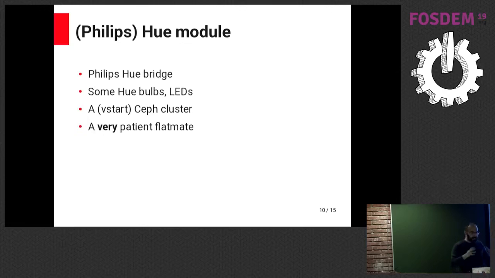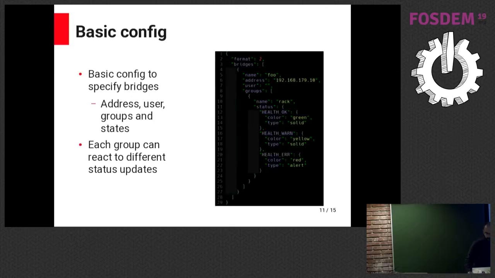And I just created a very basic module that will allow me to blink lights or change the colors of lights depending on the cluster status. I over-engineered the configuration file. Again, this kind of really sucks. I'm sorry. But basically the file allows us to specify a bridge with a bridge name, the bridge access address.